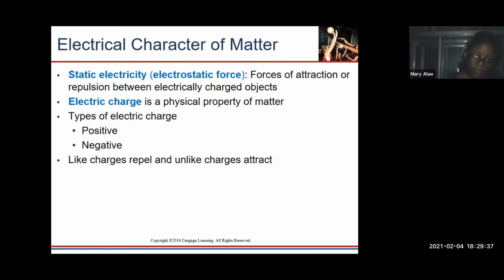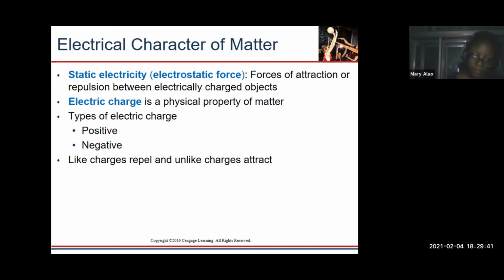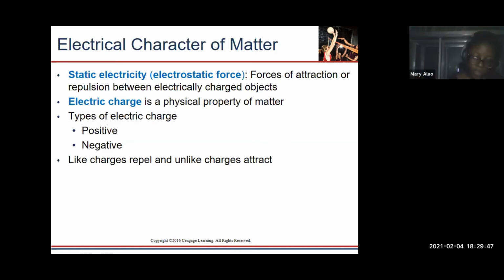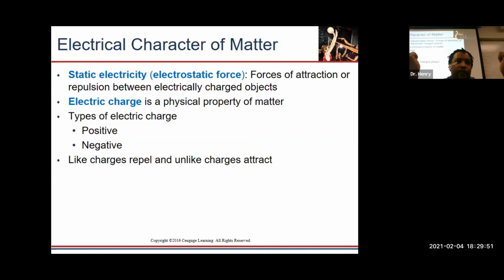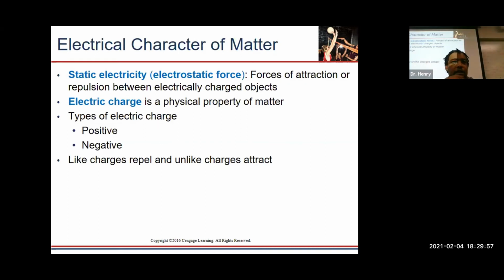If I have a negative and a negative, what's going to happen? They're going to repel each other. They're going to go away from each other, right? So only opposites attract.